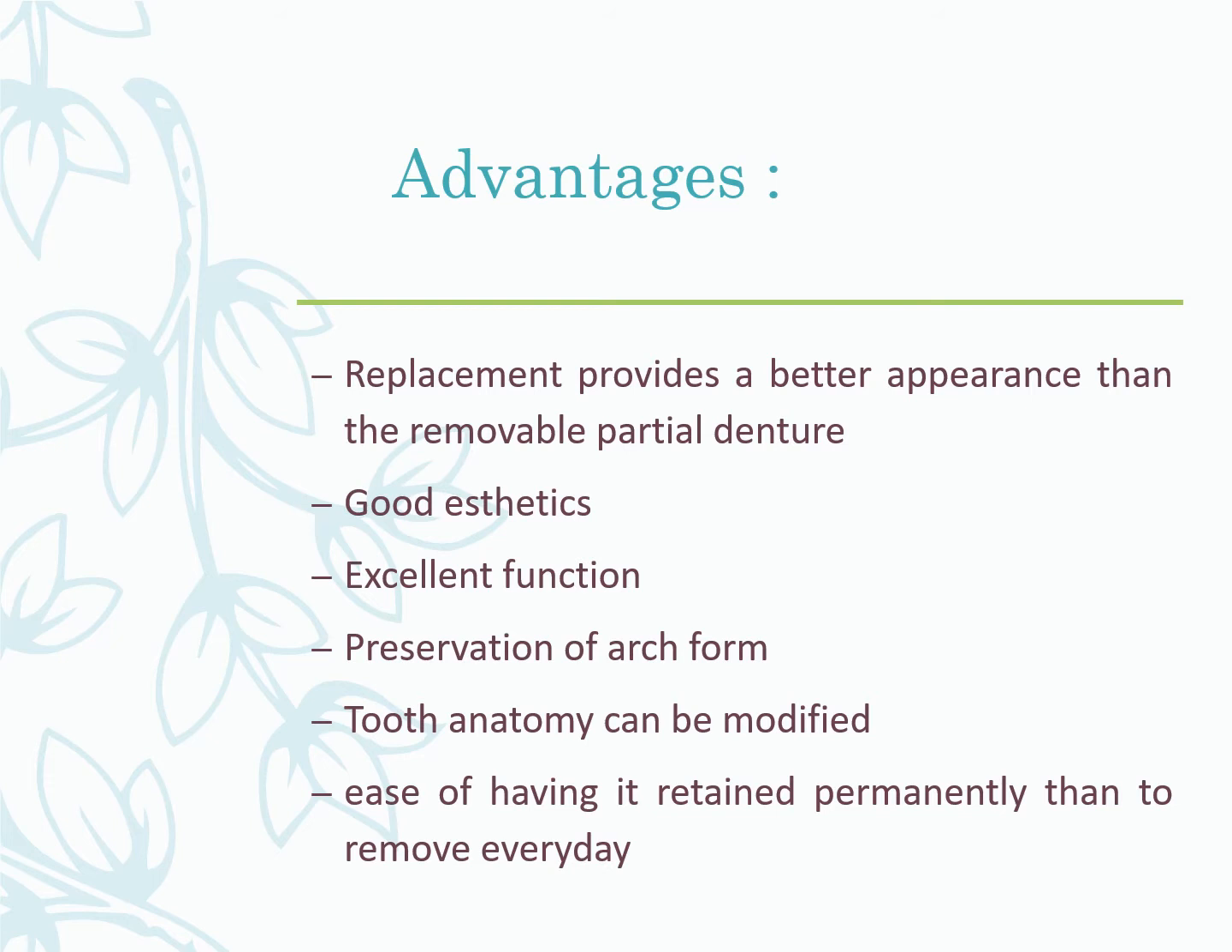Suppose there are anomalies like peg laterals, or the cervico-incisal length of the teeth is small, especially in the anterior teeth, if they are small or malformed. In such cases, the tooth anatomy can be modified by preparation of the tooth and replacing them with the help of new crowns which have better anatomy and hence improve the aesthetics. Then there is the ease of having it retained permanently rather than removing it every day and re-wearing it the next day, right?